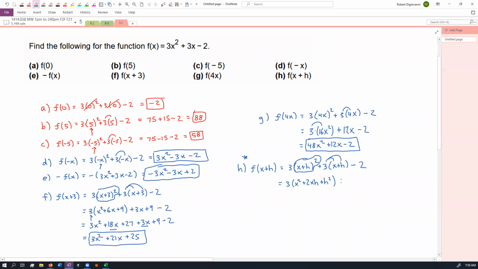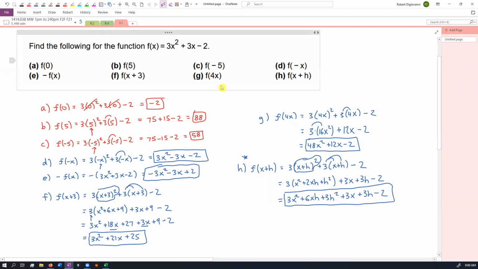Distribute the 3, plus 3x plus 3h and then minus 2. And finally, distribute the 3 through the parentheses in the front there. And we should have a final expression. There are no like terms there. We can't put anything together. So that's our final answer.